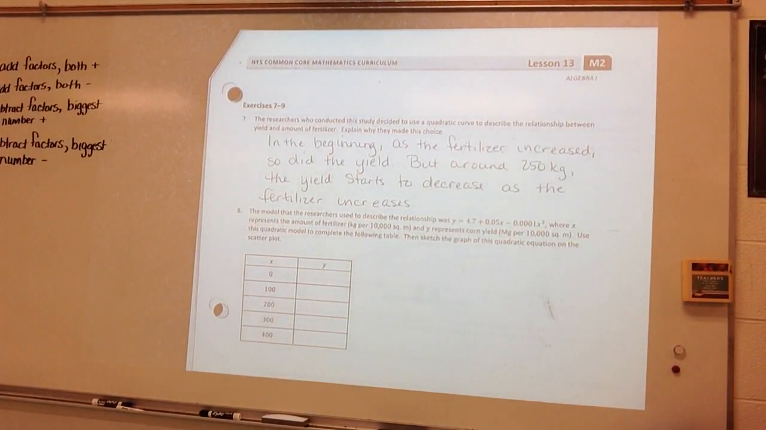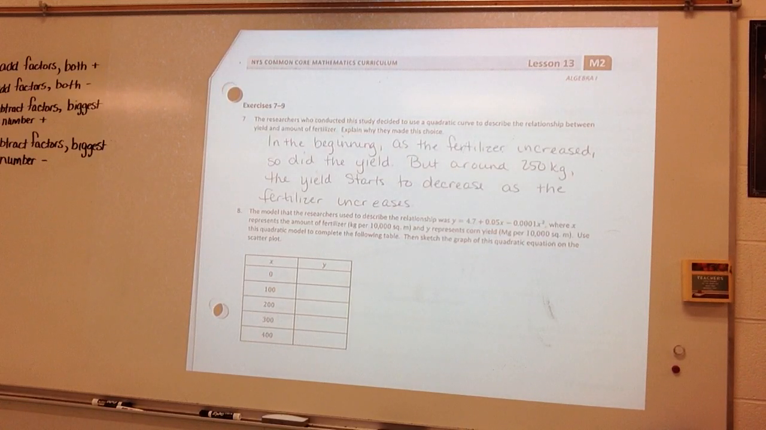The model that the researchers used to describe the relationship was y equals 4 7/10 plus 5/100 x minus 0.0001 x squared, where x represents the amount of fertilizer and y represents the corn yield. Use this quadratic model to complete the following table. Then sketch the graph of the quadratic equation on the scatter plot. So we're going to go ahead and figure this out.